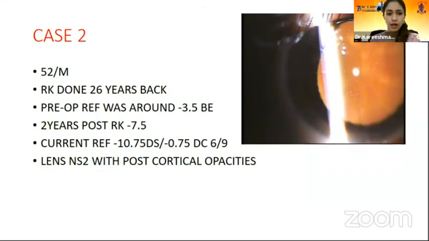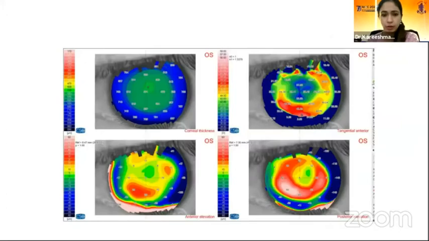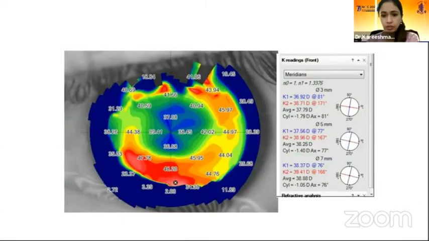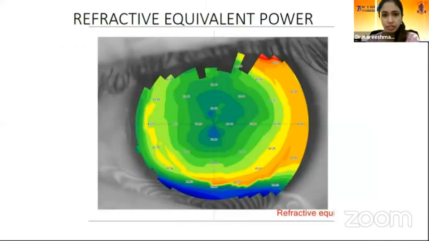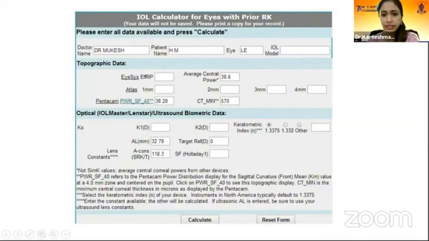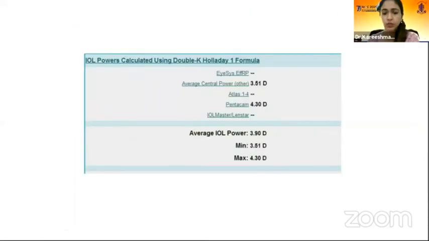Case 2 is a post-RK patient with LS2 and posterior cortical opacities. This was the topography. Now, very important, the central zone is again regular, which is what you want to look at. These cases are very tricky again. You have to look at the refractive equivalent power map and take the value from there. This is what it looks like. So you have to take into consideration that the 4 mm value has to be taken. So the mean pupillary power is what you will enter into your calculator, in this case 38.28. So once you have entered that data, it shows 3.9, rounded off to 4.